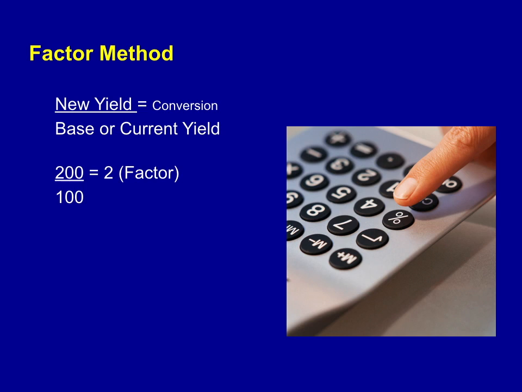Okay, let's take a look at an example here. For example, if the current yield of a recipe is 100, so it makes 100 servings, but you want to make 200 servings, to figure out the new factor, you would divide 200, which is the new yield, by 100, the old yield, and we would get a factor of 2. And then we would take this factor and multiply it by all of the amounts of ingredients in the recipe. So let's take a look at how that could be done.